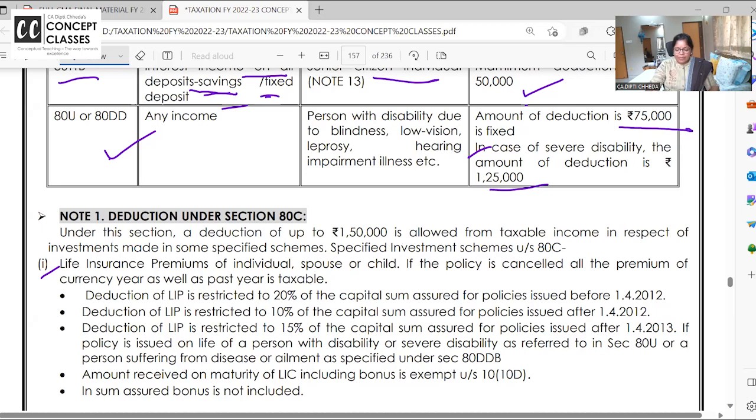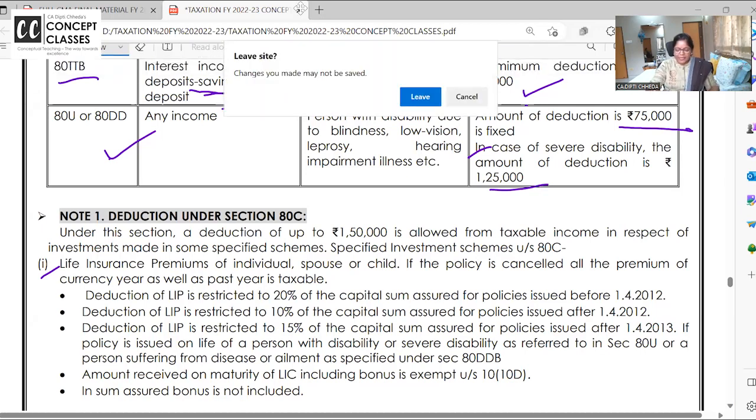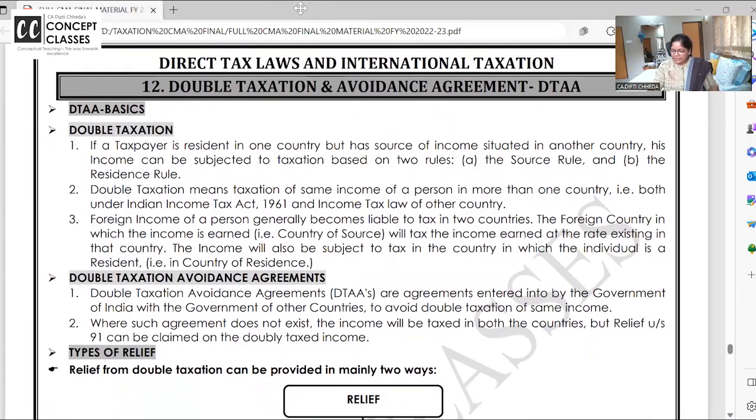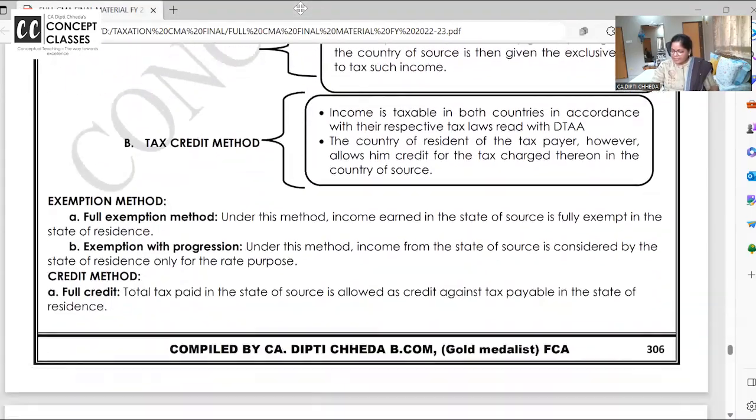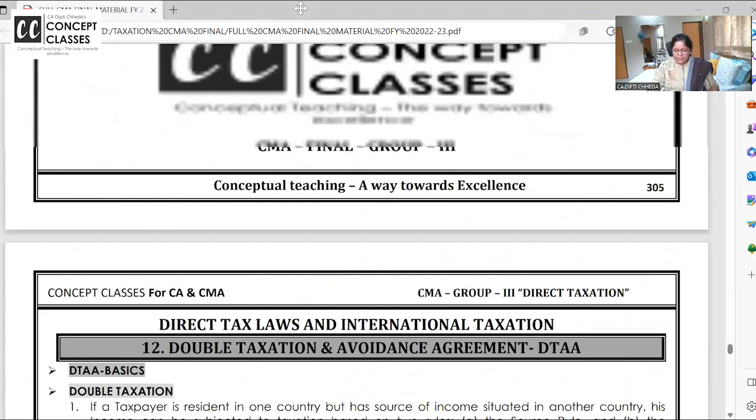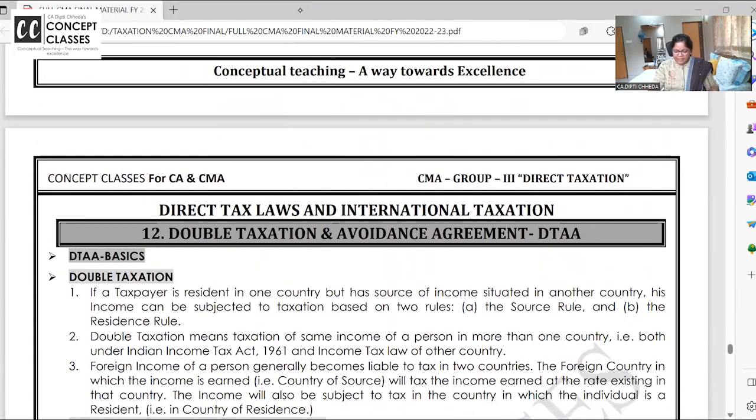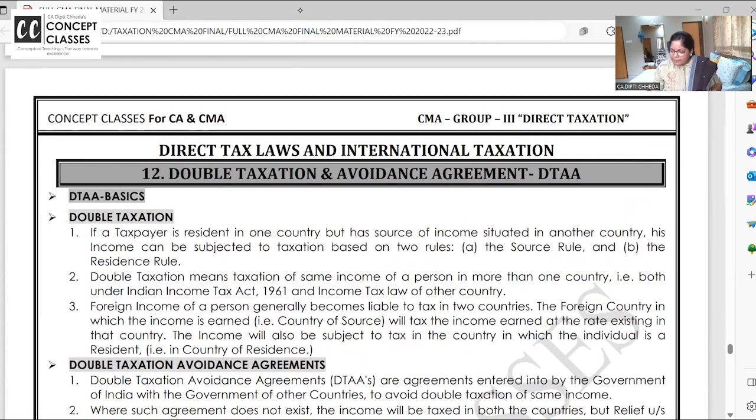Chalo. I'm closing this file of ATC. I hope the deductions are clear. We are starting with double taxation on 306. Are you able to see my screen? I've shared. Chalo, double taxation avoidance agreement.